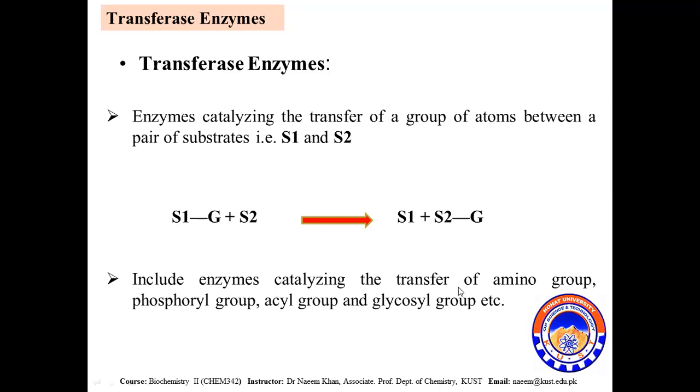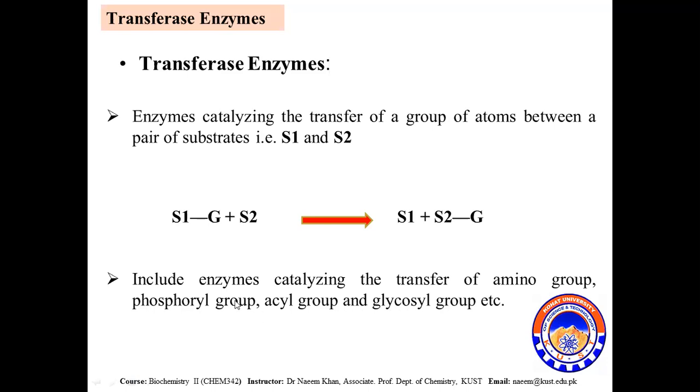Transferase enzymes include the transfer of amino groups. Also, they include the transfer of phosphate groups. It may be transferring the acyl group, especially the acetyl group, which is transferred. So these transferase enzymes may involve the transfer of amino group, phosphate group, acyl group, or glucose group, because glucose is a very important part of our diet and it is involved in so many biosynthetic reactions.